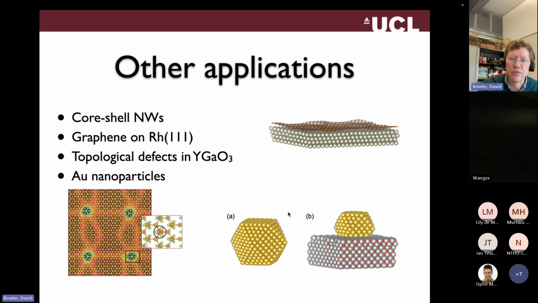And these on the bottom right, these gold nanoparticles are interesting for catalysis. And we can contrast the effect of gold on its own or gold on a substrate. And here we've got magnesium oxide. I should point out that all of these are from my Japanese colleagues.